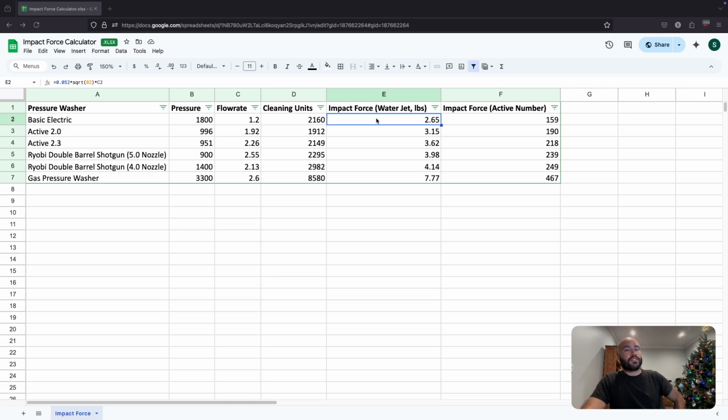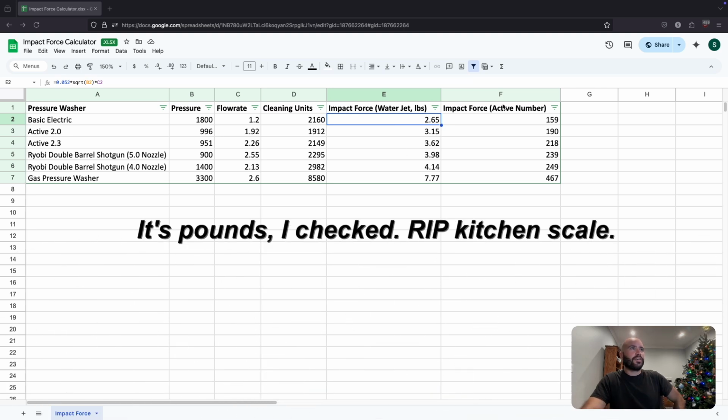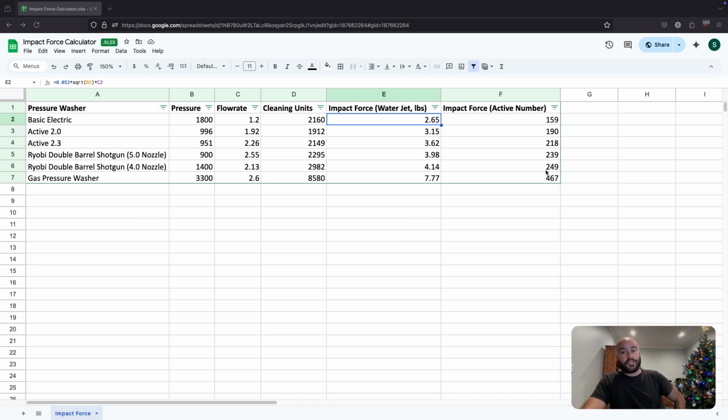It will calculate impact force in two ways. There's the water jet way, which supposedly is pounds. I don't know. And then there's the impact force calculated the way Active calculates it. And I don't know what that unit is either. But what we do know is that they're proportional. A higher score means more impact, more force, more cleaning power.